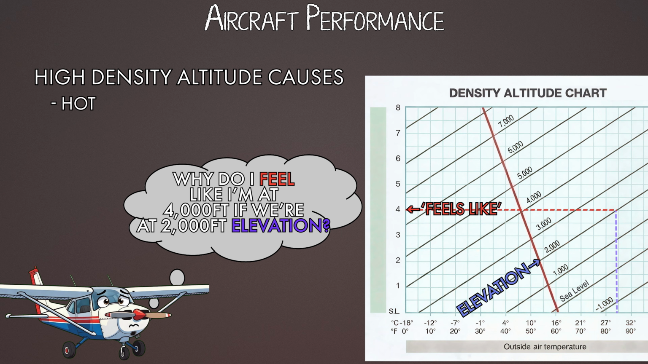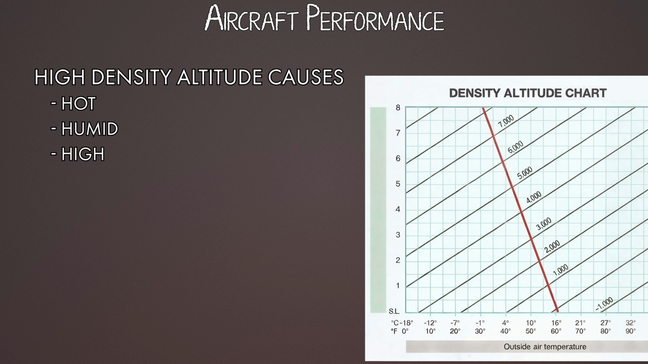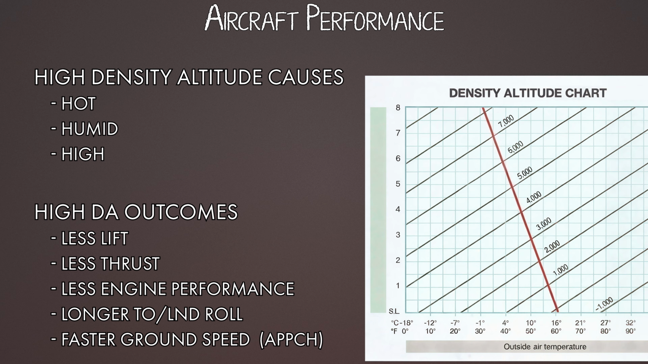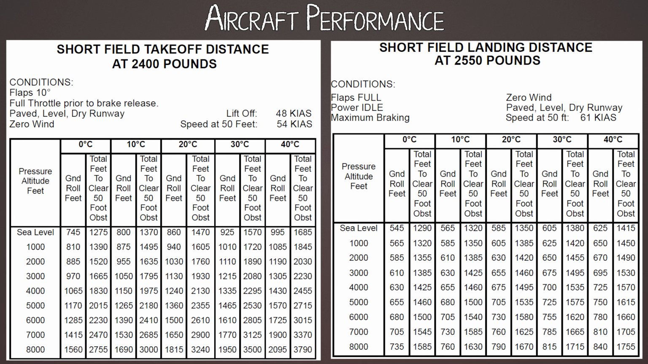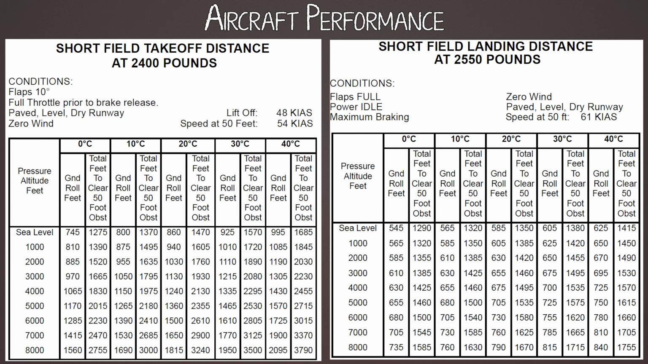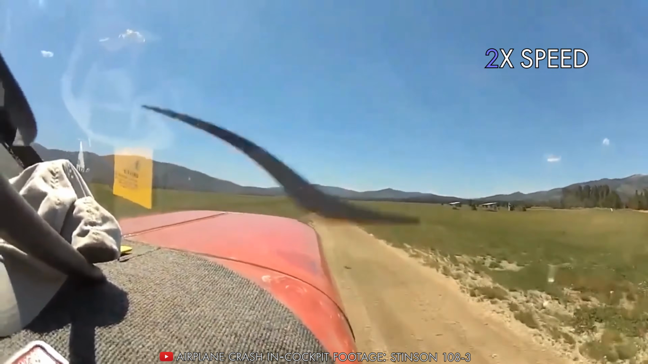Hot air is less dense, humid air is less dense, high altitude is less dense. So you might be at a 2,000 foot elevation airport, but if it's hot and humid, the actual density of the air might be equivalent to 4,000 feet. And when it comes to your airplane, that's a lot of feelings. Less lift, less thrust, less engine performance. It's going to take you more distance to take off and land, and you'll be coming in to land at a faster ground speed. And I'm saying all of this because you should be looking at your performance on every flight. Density altitude is no joke, and airplane feelings matter. And this is a video here showing just that.